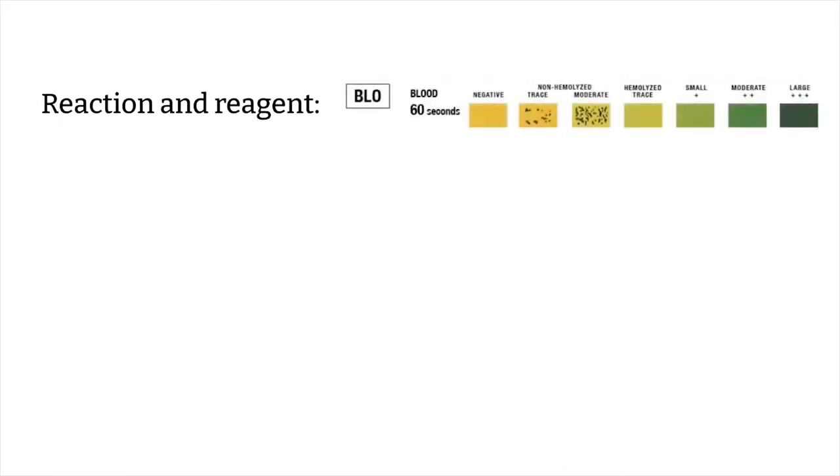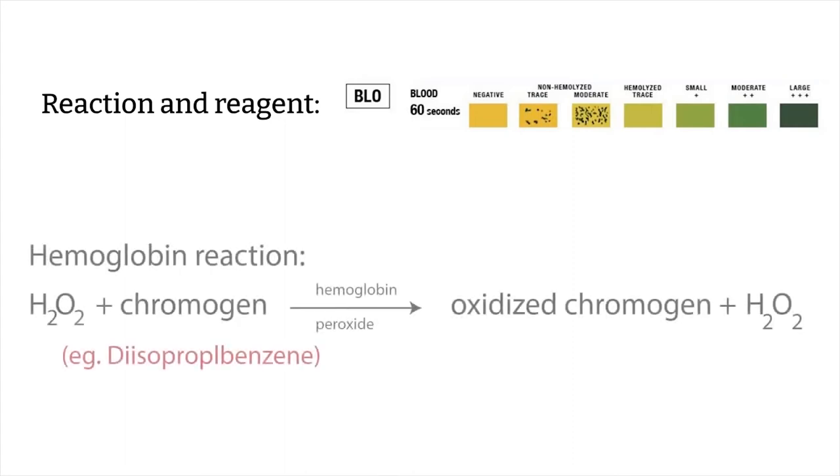Blood reactions are read at 60 seconds. Intact red blood cells give green spots on a yellow or orange background, whereas free hemoglobin or myoglobin will give a uniform yellow to green to dark blue color. The results are reported as trace or moderate for intact red blood cells, or trace to 3 plus for hemoglobin. And here are the reactions and reagents for this test.